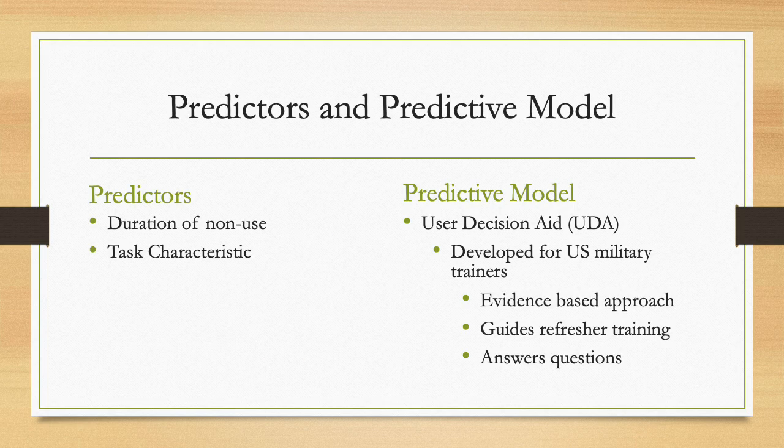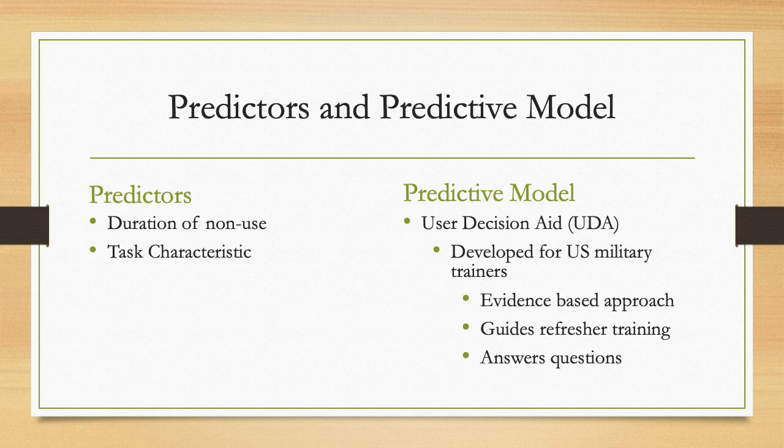There are two best predictors of skill decay, one being the duration of non use, the other being task characteristics, such as is the task complexity? Is it a huge mental workload on us? Are there any models then that can help us or guide us in how to do the skill or what skills decay should we end up focusing on?